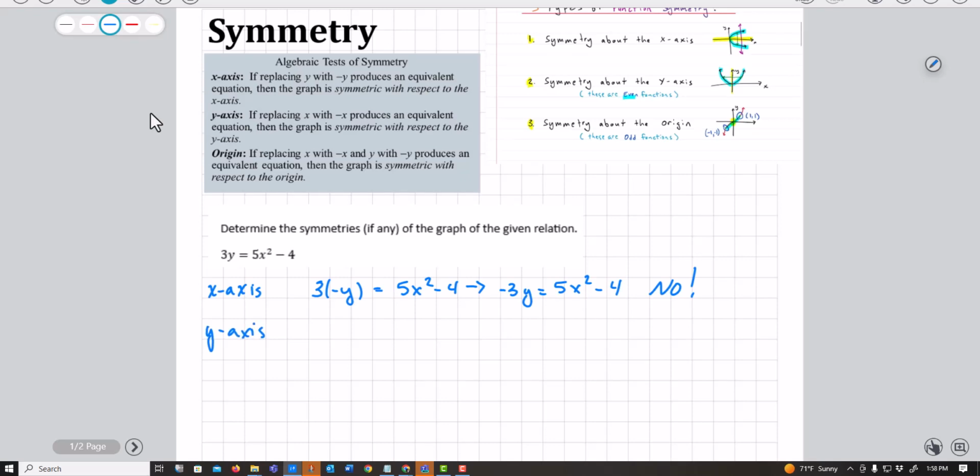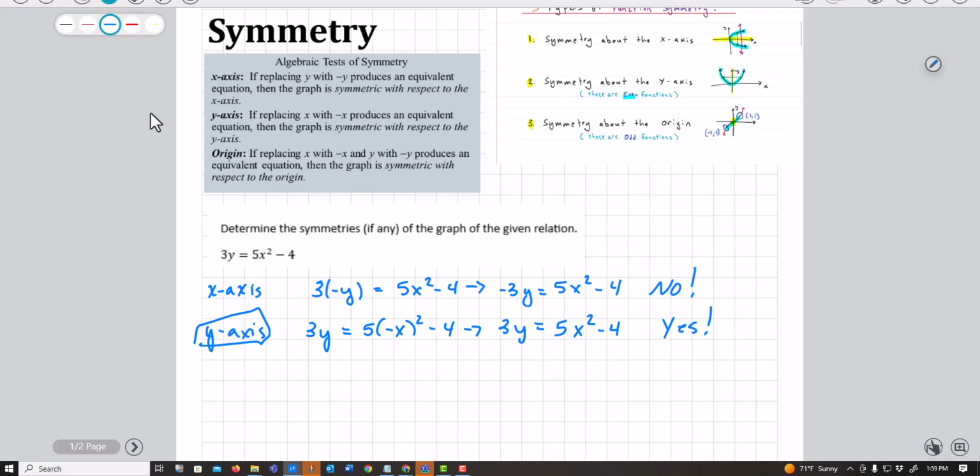The y-axis says to replace x with negative x. So 3y equals 5 times negative x squared. I get 3y equals, a negative and a negative is a positive, so that'll be a positive x squared minus 4. And yes, so this is symmetric with the y-axis.